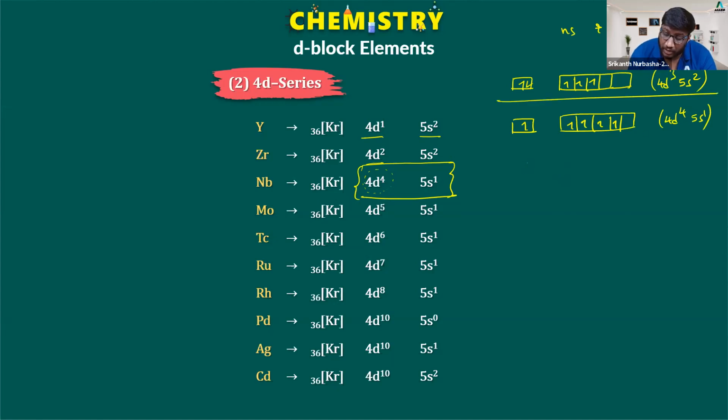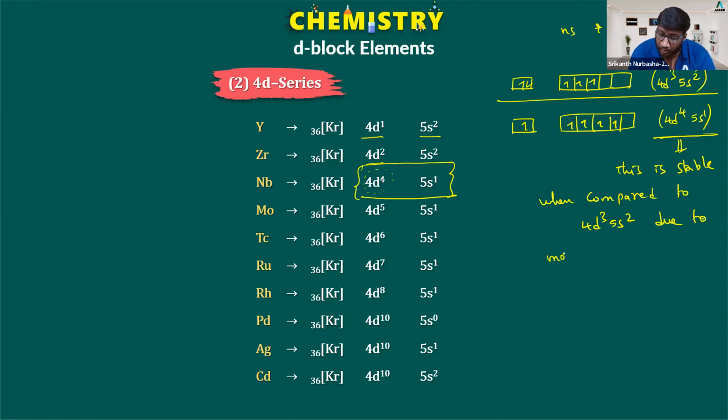Write down this: 4d4 5s1. This is stable when compared to 4d3 5s2 due to more exchange energy. Exchange energy lost means stability gain. Exchange energy lost means stability will be gained.